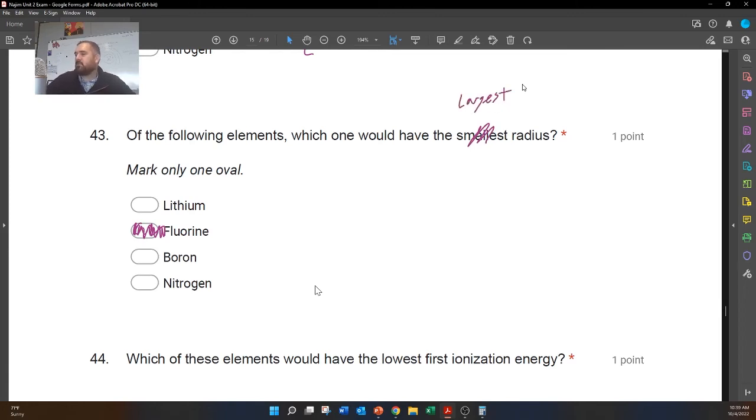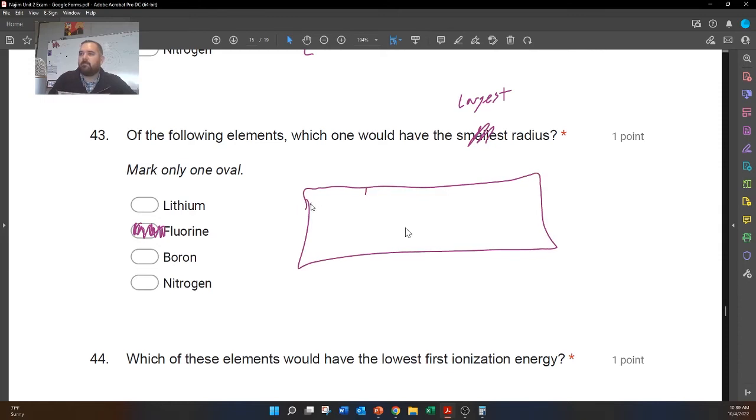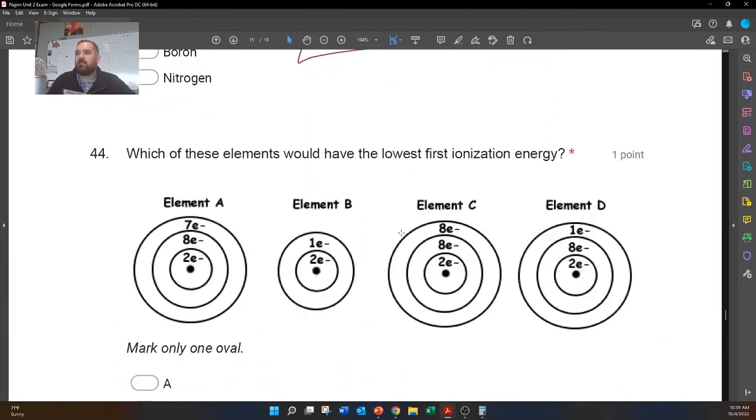So for the largest, we're going to look at our periodic table. So lithium is over here. Fluorine is over here. And boron is over here. And then nitrogen is over here. So the largest in this case would be lithium. And the way to remember that is the farther it is from fluorine, the larger it is. The closer it is to francium, the larger it is.